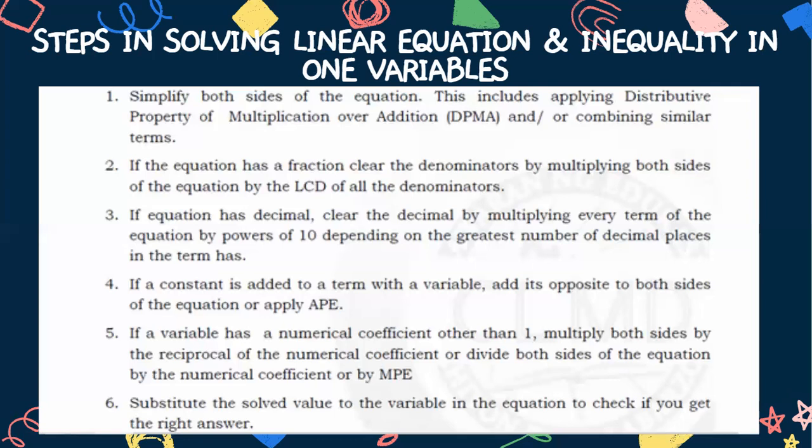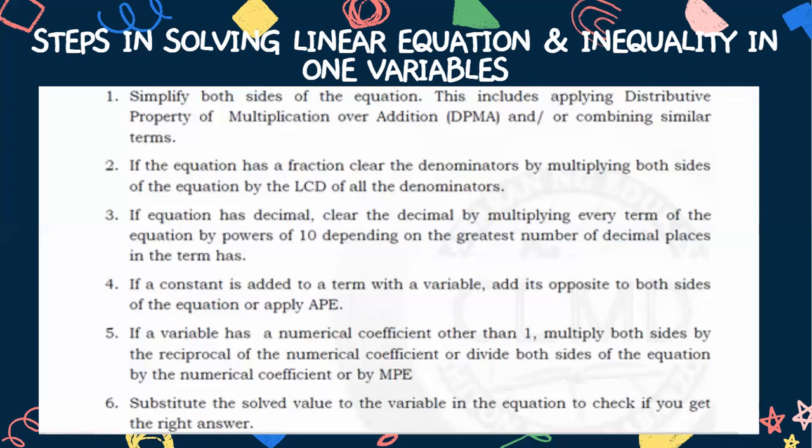Alright? Next, number 4. So pagka na-simplify mo na silang lahat, proceed na tayo kay number 4. Kapag wala kang fraction, wala kang decimal, kapag wala kang isi-simplify, straight na po agad tayo kay number 4. Alright? Number 4, if a constant is added to a term with a variable, add its opposite to both sides of the equation or apply APE. Pagka meron daw tayong constant added to a term with a variable, kapag merong constant na kasama yung ating term and variable, we're going to add its opposite.